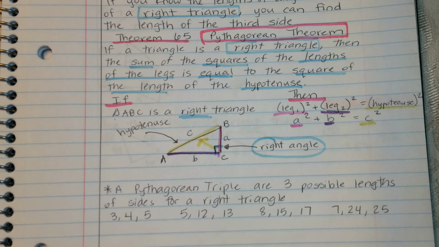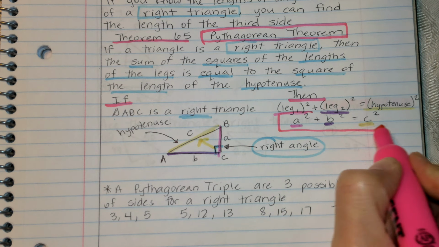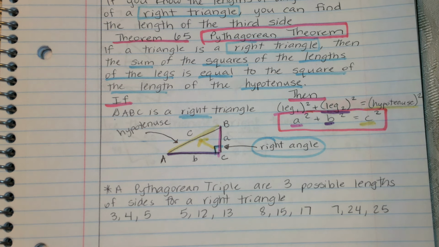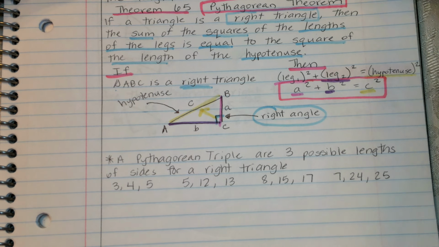Okay, so again, look back up here if you need to see the Pythagorean theorem. It is just A squared plus B squared equals C squared. But you have to know how to use it. You need to know and understand that part. Okay, so I'm going to move it just a little bit.